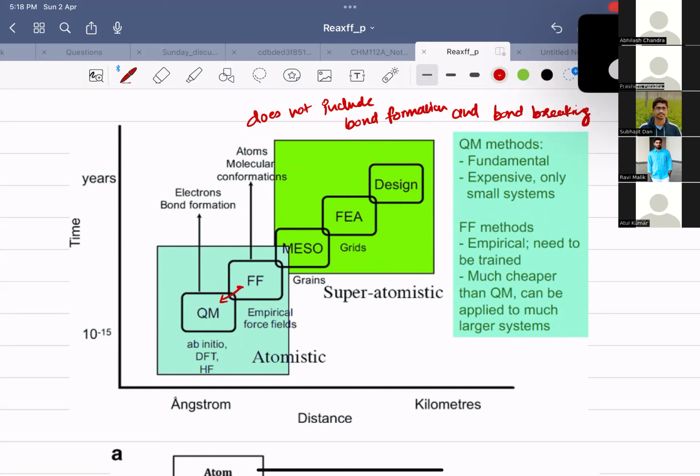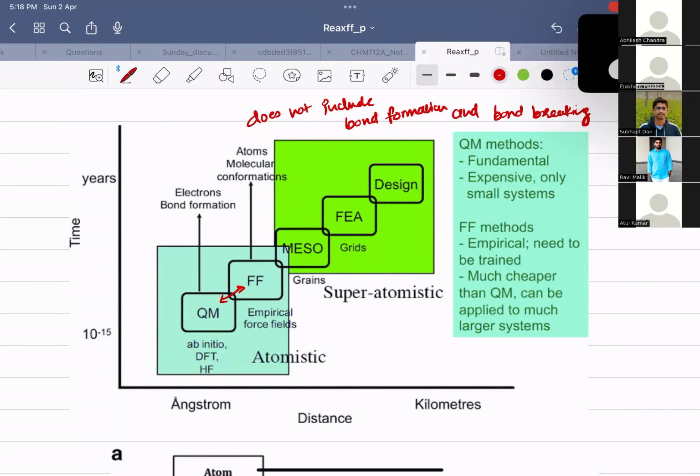So we need some method that can include bond formation and bond breaking, and does not take too much time. This quantum mechanical method takes too much time to complete even a picosecond of reaction. So we need some alternative method.